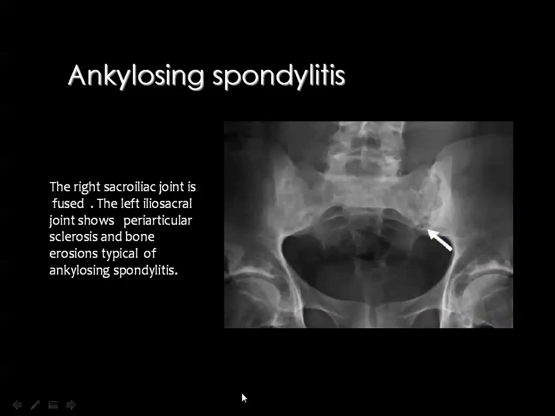Then whenever you see an image or an X-ray like this, and you can see bilateral affection of the sacroiliac joints, in the form of narrowing of the joint space, subarticular bone erosions, and subarticular bone sclerosis. And this is known as bilateral sacroiliitis. And if you look carefully at the right sacroiliac joint, you can see that there is almost total loss of the joint space amounting to ankylosis.